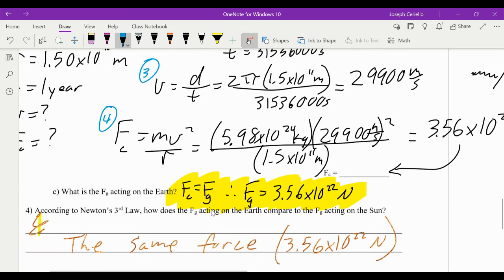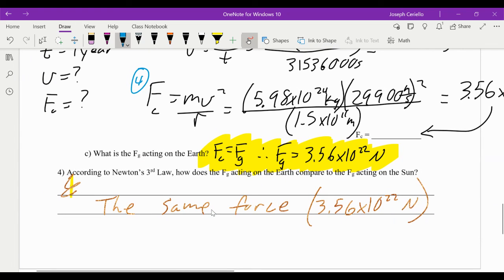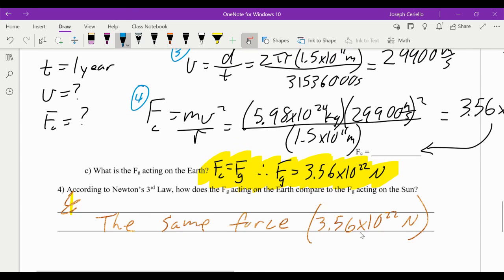So if the Earth is feeling a force of 3.56 times 10 to the 22nd newtons, the sun is feeling the same force. That's what Newton's third law tells us. If the sun pulls on the Earth with this many newtons, the Earth pulls on the sun with just as many newtons. This is a nice tie-in to the next unit that's coming up, where we start talking a little bit about gravity.